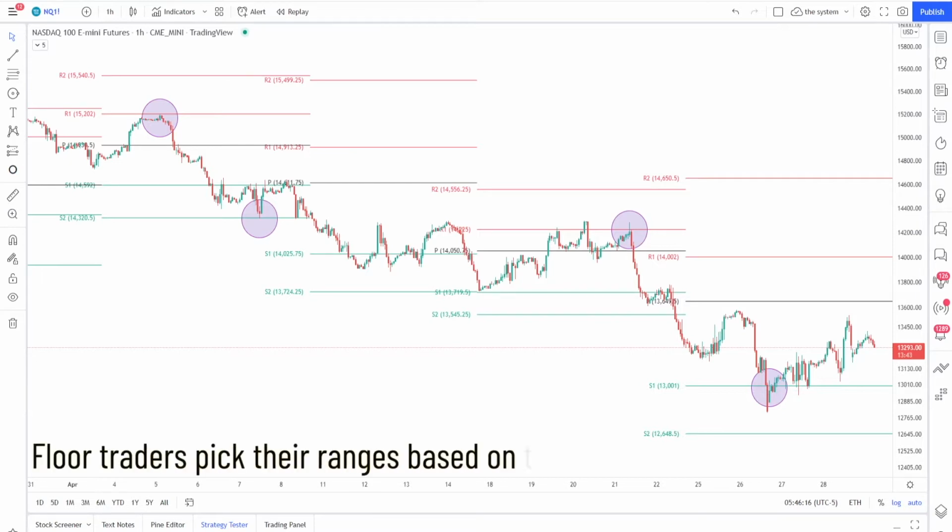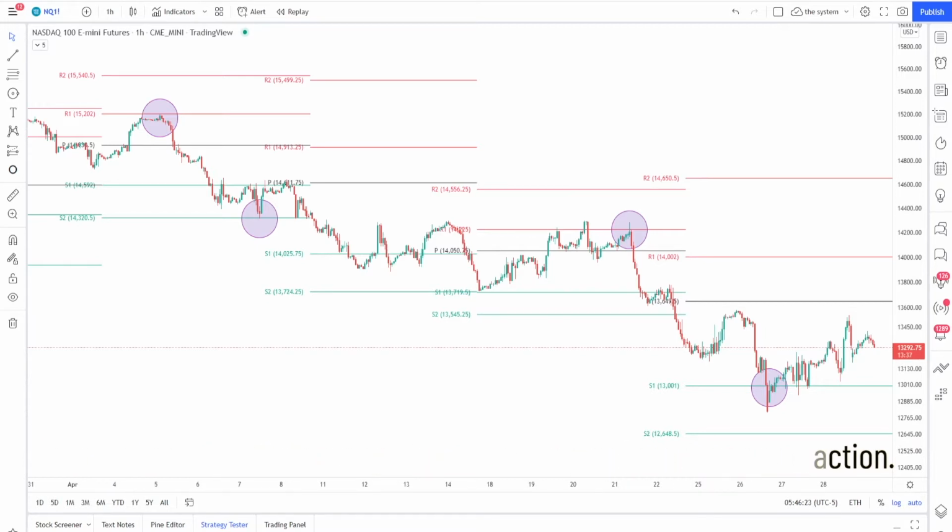Floor traders pick their ranges based on the previous day's price action. That is actually how they used to do it when they traded in the pits. Because of this, pivot points are universal levels to trade from. The levels that these pivot points mark off are levels that every single trader looks at, by the way, whether they plot the indicator or not.